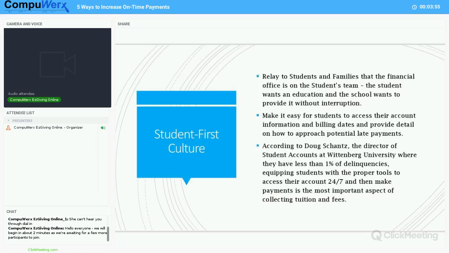In fact, Doug Shantz, who is the director of student accounts at Wittenberg University, has less than 1% of delinquencies, which is remarkable among their student population. And he attributes that to the fact that they've equipped their students with the proper tools to access their accounts online 24/7. Students are using mobile phones more, debit cards more to make their payments. They're able to go online and make their payments. And he's found that providing that access is their most important aspect to success when it comes to collecting tuition and fees.